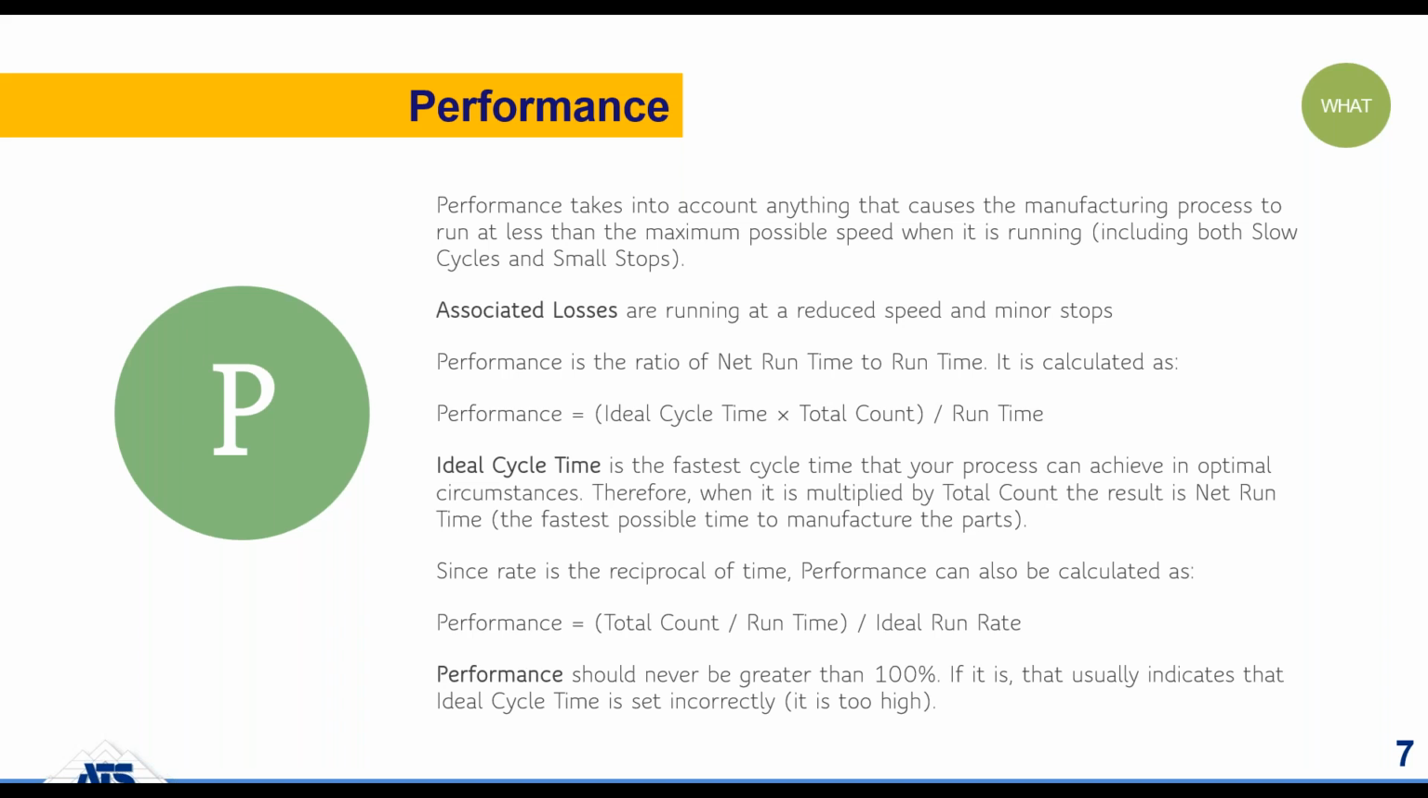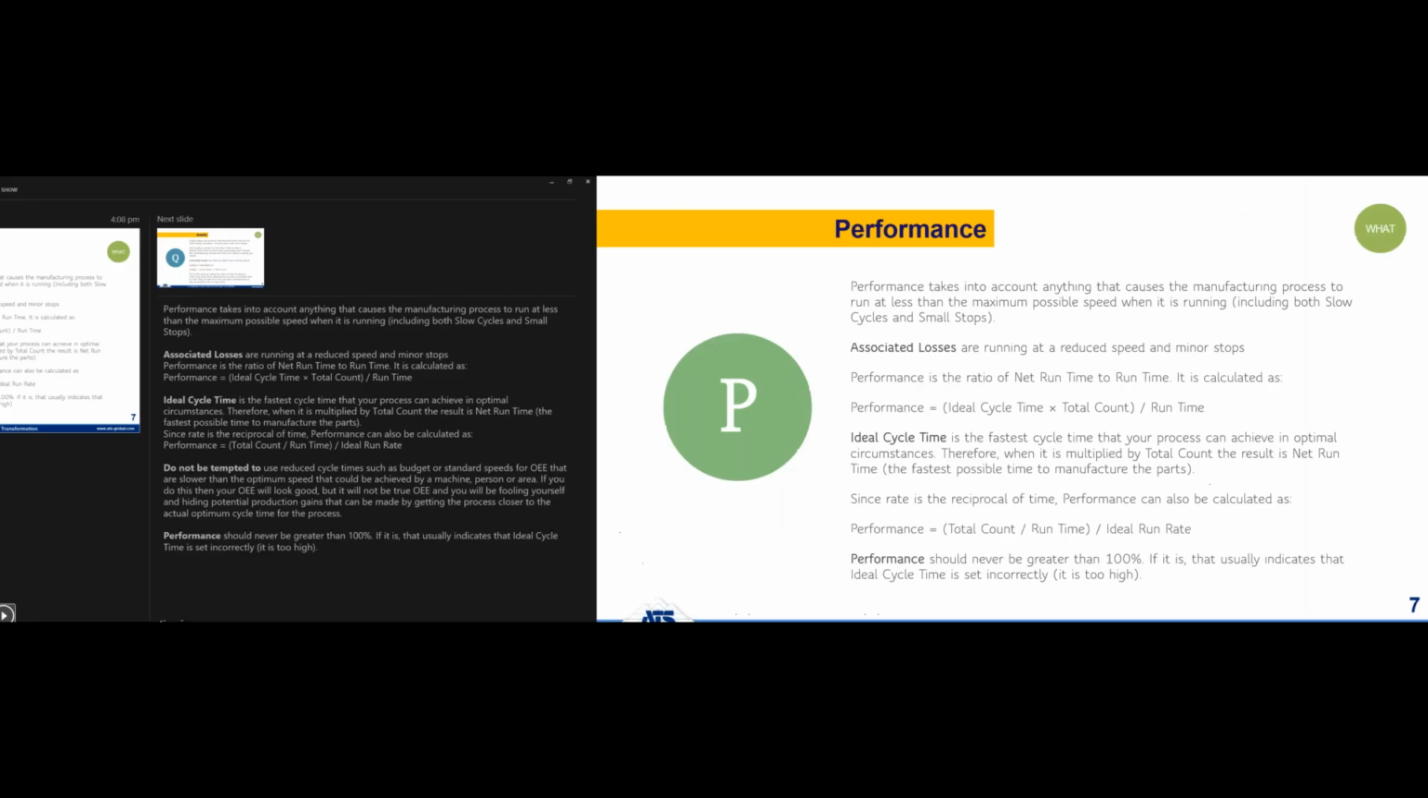Okay. Do not be tempted to use the reduced cycle time as the standard speed for OEE that is slower than the optimal speed that could be achieved by the machine, person or area. If you do this, then the OEE will look good, but it will not be a true OEE. You will be hiding the potential production gains that can be made by getting the process closer to the actual optimal time for the process, right? So performance should never be greater than 100%. If it is, usually it indicates the ideal cycle time setting is wrong. Yeah, it is like maybe too high.